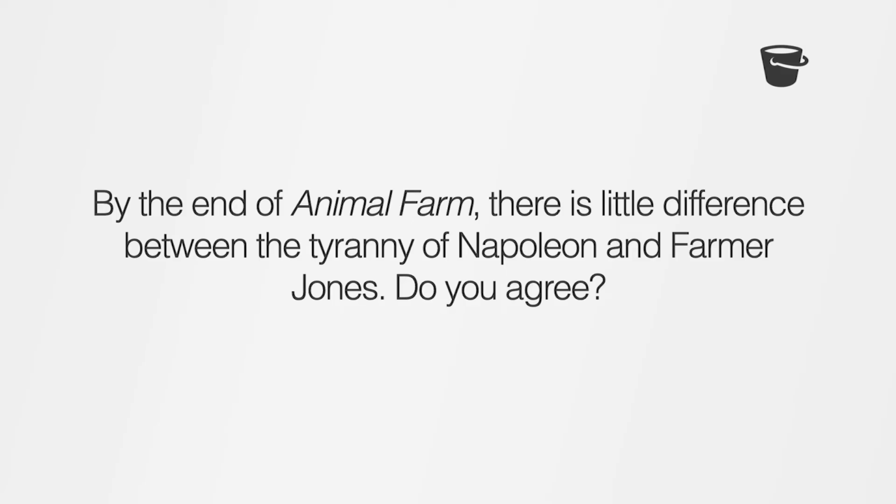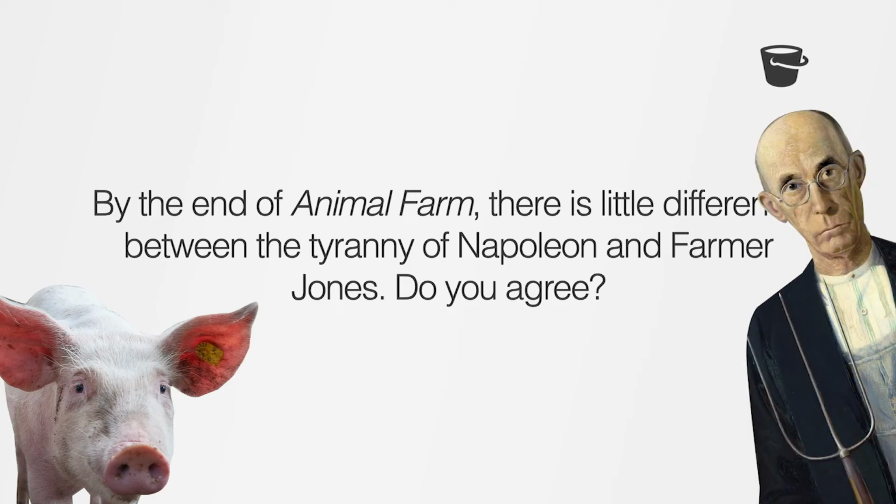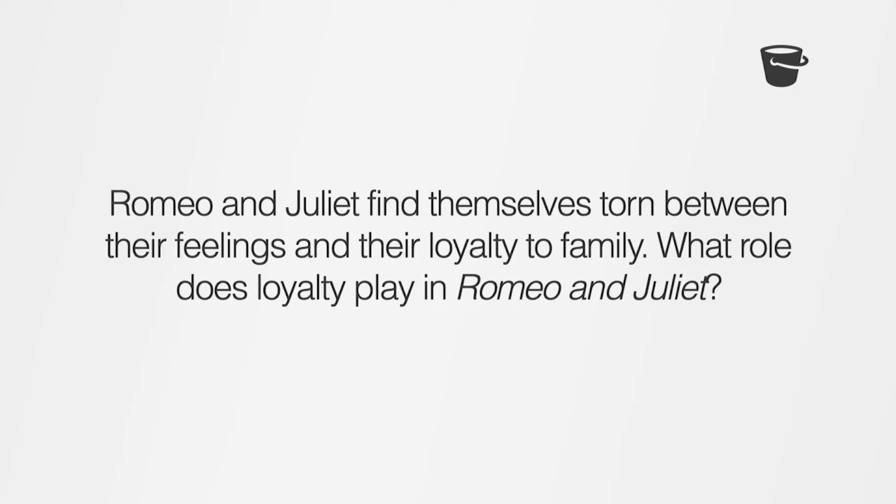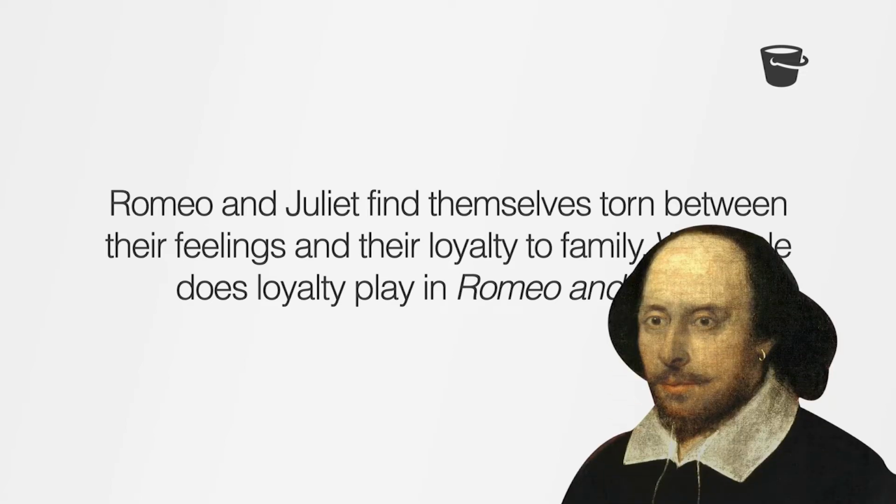For example, you might be given this topic on Animal Farm. By the end of Animal Farm, there is little difference between the tyranny of Napoleon and Farmer Jones. Do you agree? Or this topic on To Kill a Mockingbird. To Kill a Mockingbird demonstrates how this harsh and unforgiving world erodes the naivety and innocence of childhood. Discuss. Or this topic on Romeo and Juliet. Romeo and Juliet find themselves torn between their feelings and their loyalty to family. What role does loyalty play in Romeo and Juliet?